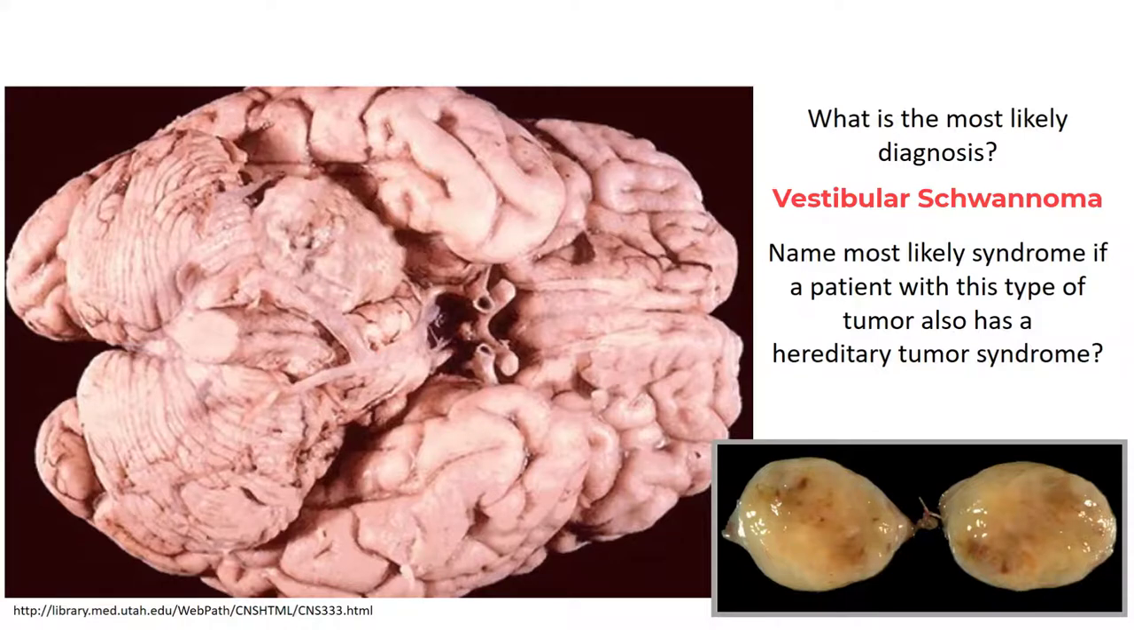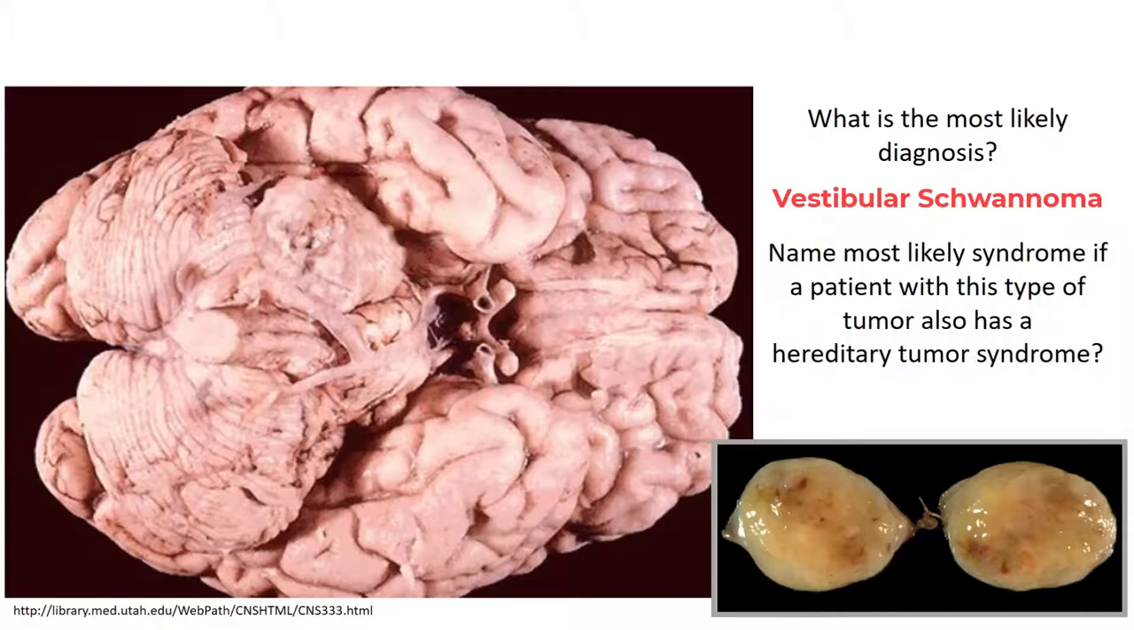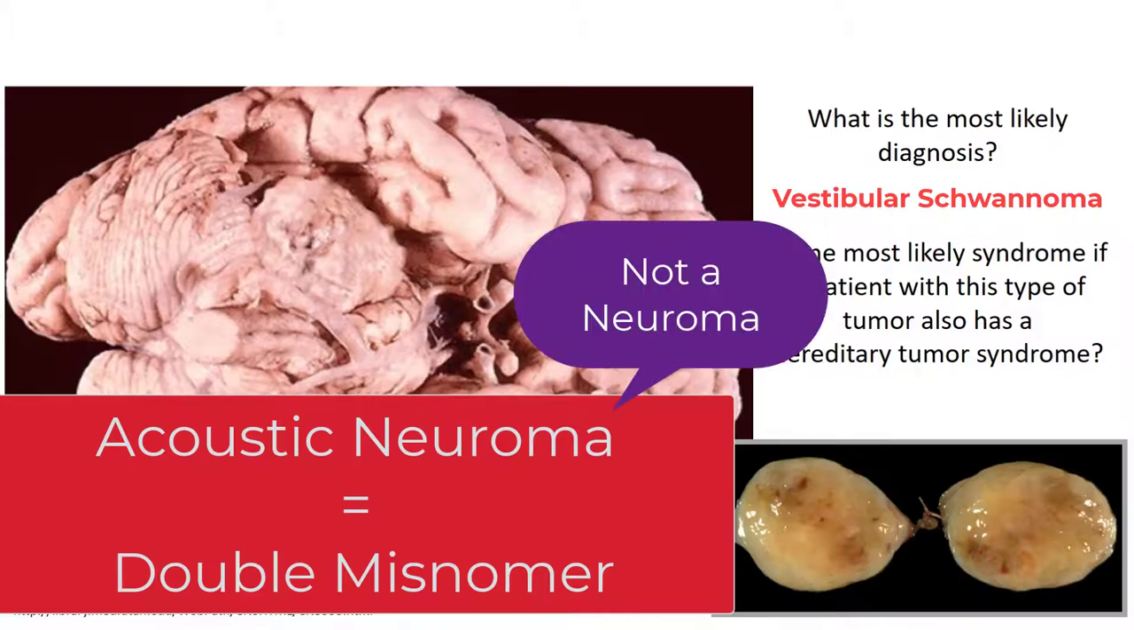So there is a term that is used that I don't like, which is acoustic neuroma. And acoustic neuroma is very often used in place of vestibular schwannoma. So acoustic neuroma is a double misnomer. For two reasons, it is a misnomer in that it usually is not a neuroma. A neuroma is a separate entity, a separate diagnosis. It involves axons of neurons, hence the name neuroma, peripheral axons of neurons. It's a separate entity, okay? So acoustic neuroma, it's not a neuroma, okay?